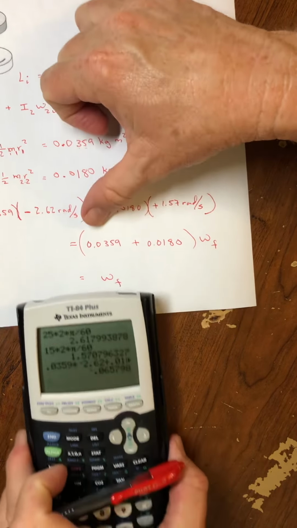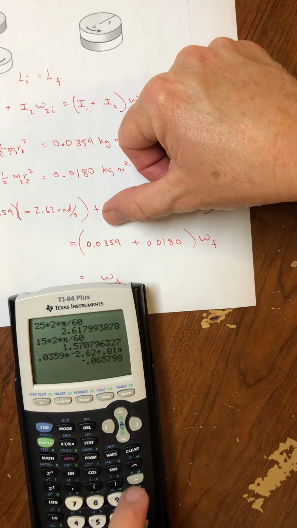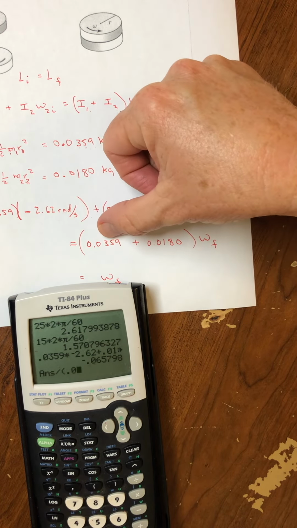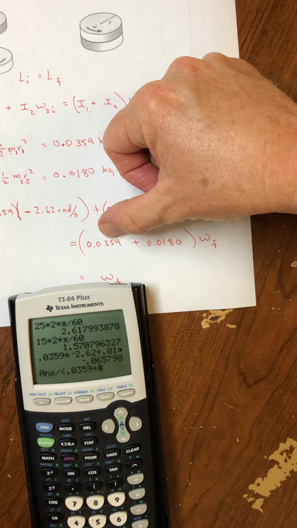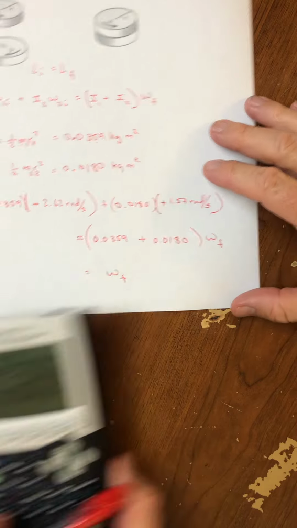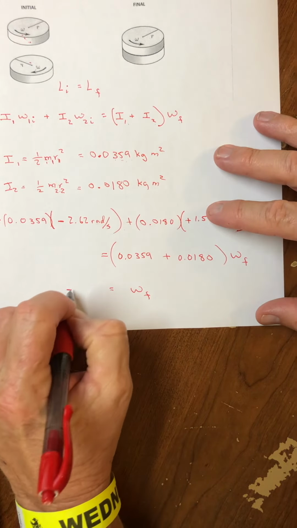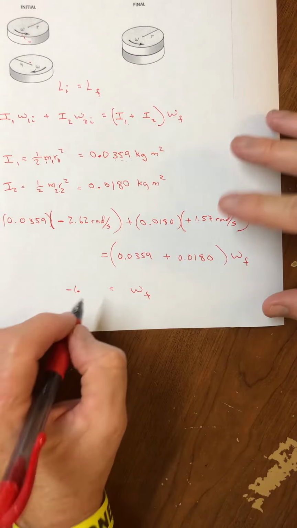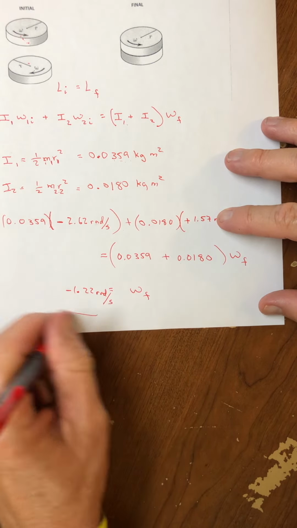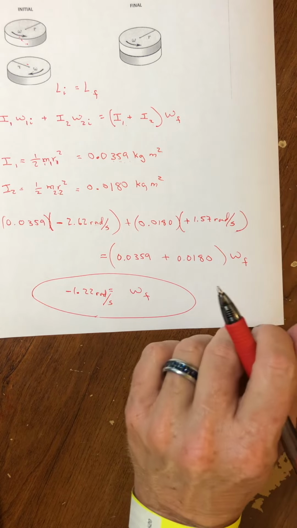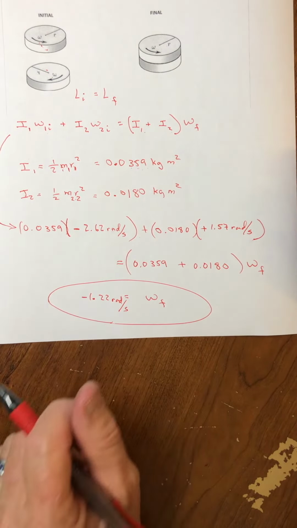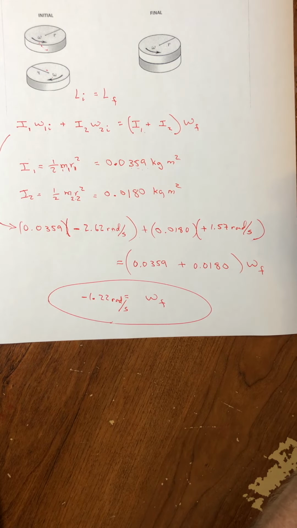All right. Then to get the final speed, I just need to divide by the sum of the two, 0.0359 added to 0.018, and that's going to be a negative speed. And that makes sense, negative, because again, I would expect it to have a negative angular momentum or a clockwise direction of rotation.